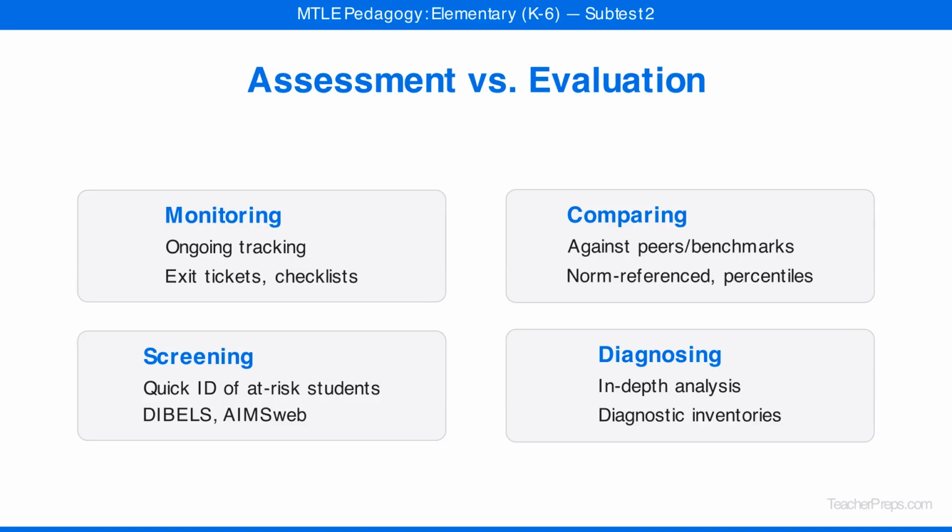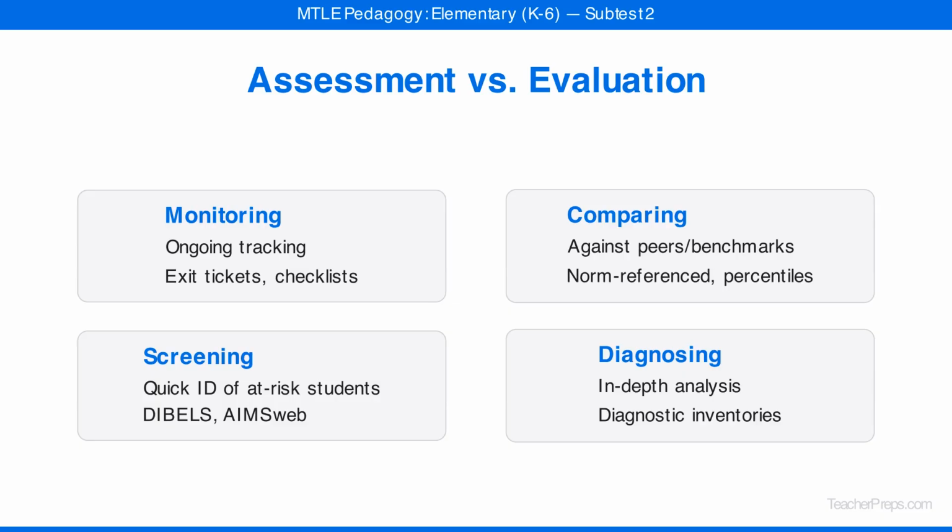Now let's cover the 4 purposes of assessment. Monitoring means ongoing tracking of student progress. Tools include formative assessments, exit tickets, and observation checklists. Comparing means measuring student performance against peers or benchmarks. This uses norm reference tests and percentile rankings.